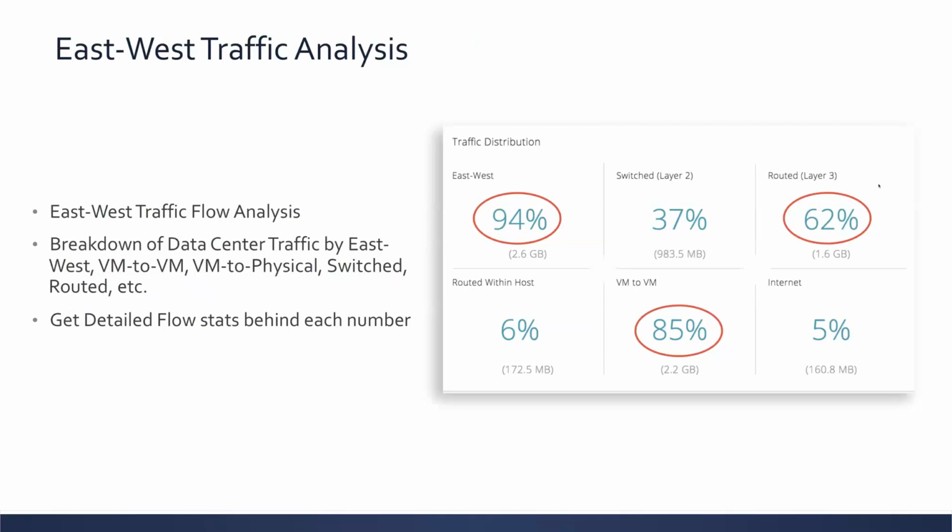Going down, routed within host, pretty simple, 6%, not too bad. VM to VM, 85%. So now we know that we need a lot of routing, 62% of routing. 94% of that routing is for traffic that's east to west, and 85% of that east to west is VM to VM. Sounds pretty clear, like this is an ideal situation for NSX. We have a lot of east to west traffic that's VM to VM and requires routing.